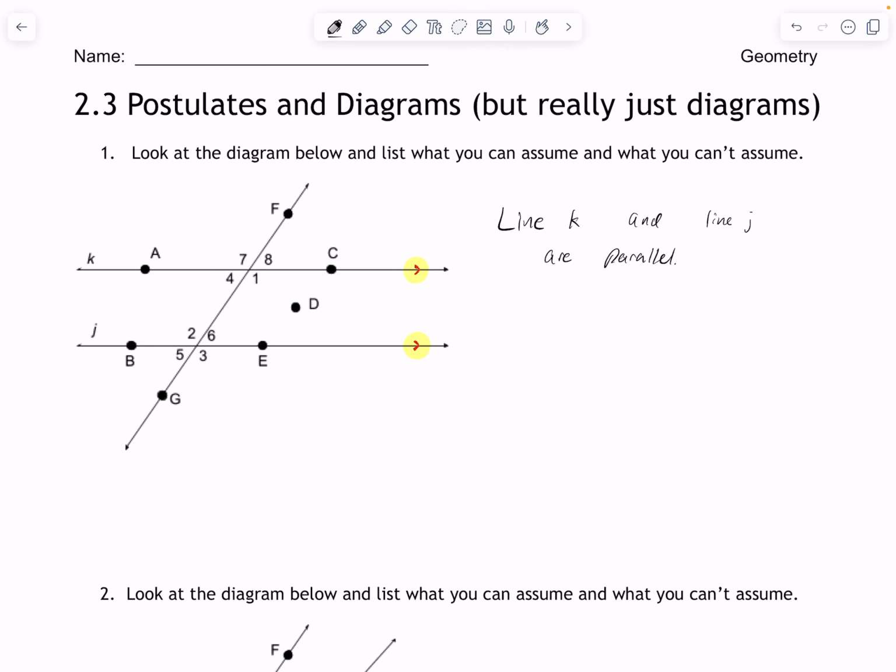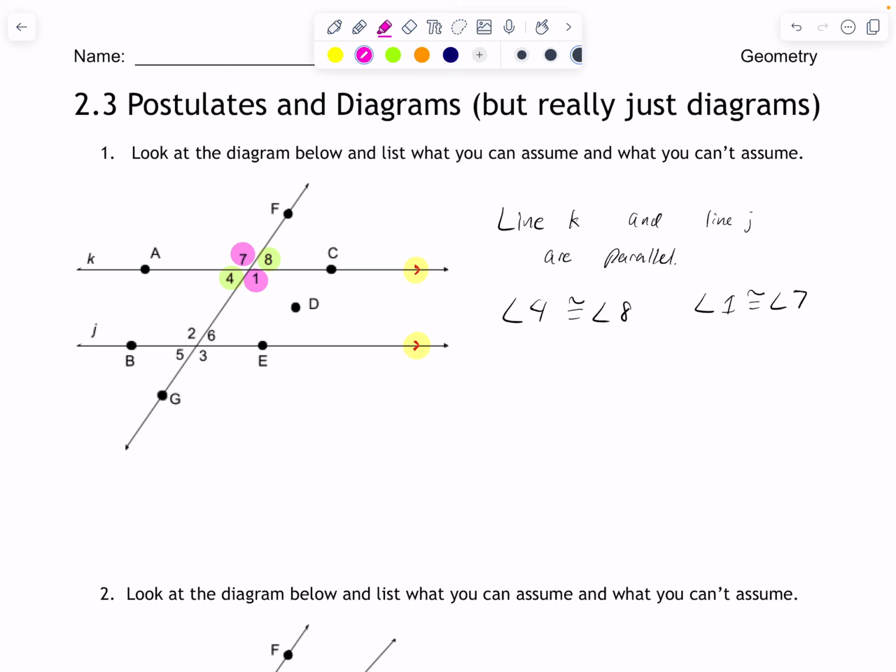I also can look at some of these angle numbers, and I can see that 8 and 4 are vertical angles. So angle 4 is congruent with angle 8. I can do the same thing with 7 and 1. So those are congruent. And the same thing down there with angles 2, 3, 5, and 6. You can also say those vertical angles are congruent.